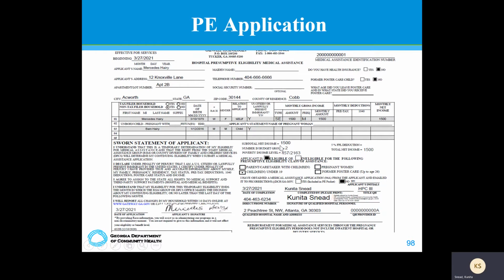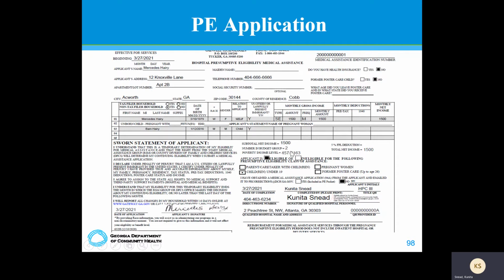Subtotal net income is still $1,500 because that's the only income in this column. The number in the budget group is 2, her and her child. And the poverty income level, I put 457, so this is the income limit for parent caretaker because we're trying to look at the PE Medicaid for both of them. So to look at PE Medicaid for both of them, we have to look at parent caretaker first.